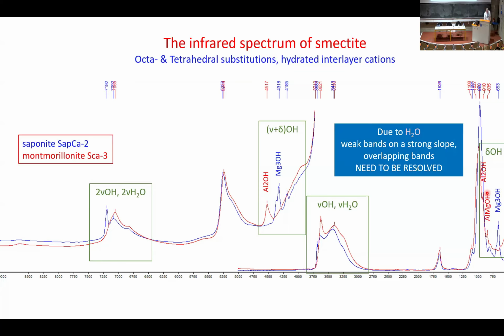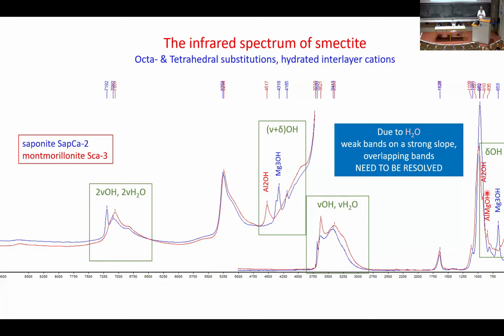Okay, let me get a bit further. All right, now I'm introducing a problem that you will find in other techniques as well. In this case, because of the presence of water, we have overlap of weak structural OH bands with the bands of water. And we need to separate those. And we need to do that for a number of reasons. First of all, water can be variable, whereas the identity of our material is not variable.